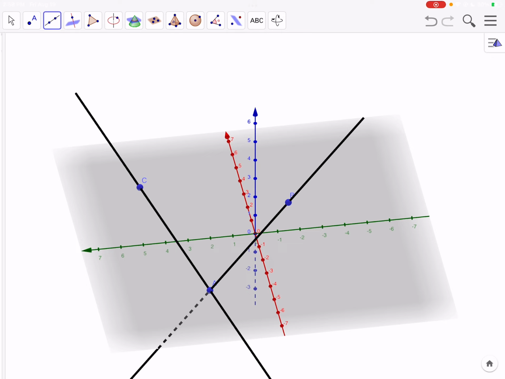How about B and C? Are B and C collinear? Yes, they are. There's no 2 points in the universe that are non-collinear. In order to be non-collinear, you have to have at least 3 points.